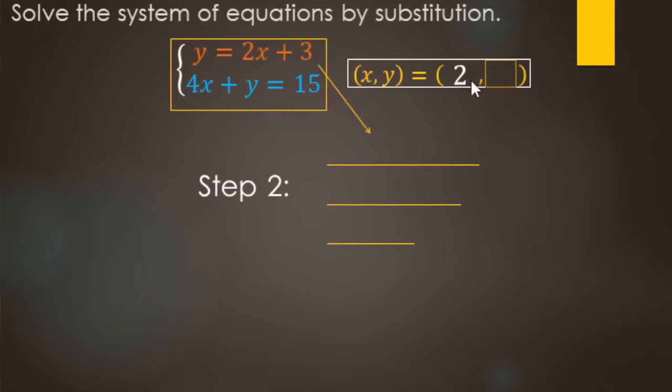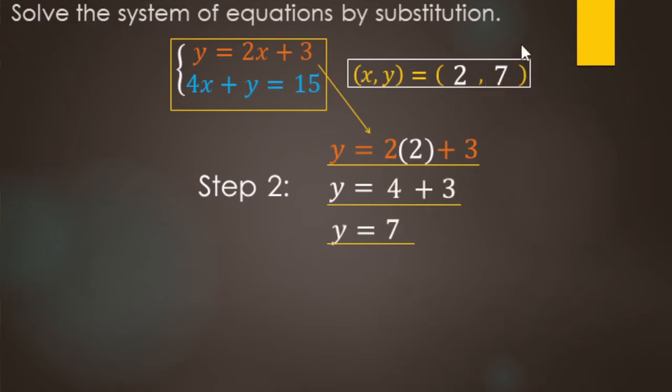Now that we have the x value, we want to find the y value. So we can use either equation here. We're trying to find y, so let's use the equation that says y equals. And then we're going to replace the value for the x with what it's equal to. In this case, it's a 2. And now we just do order of operations. So 2 times 2, 4, plus 3 makes 7.